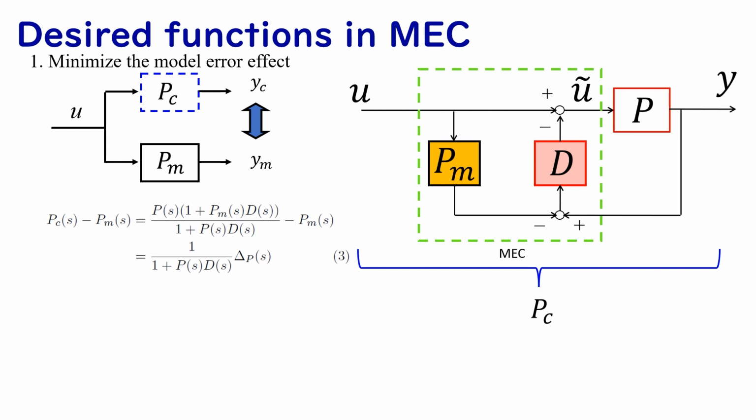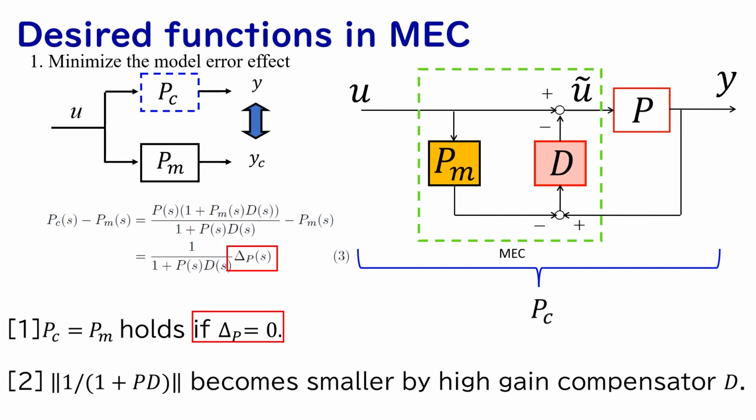At first, we want to minimize the model error effect. It is desired that PC equals PM. It is better to minimize PC minus PM. The transfer function of PC minus PM can be given like this. We can find that if delta P equals 0, PC equals PM holds. Then, this factor becomes smaller by the high-gain compensator D.